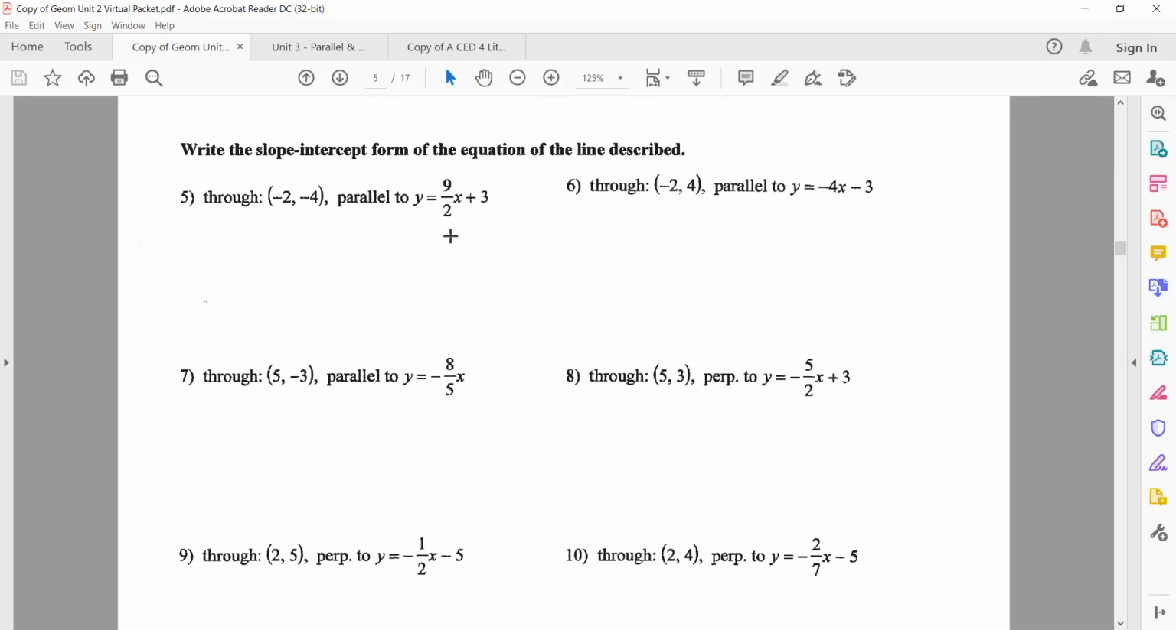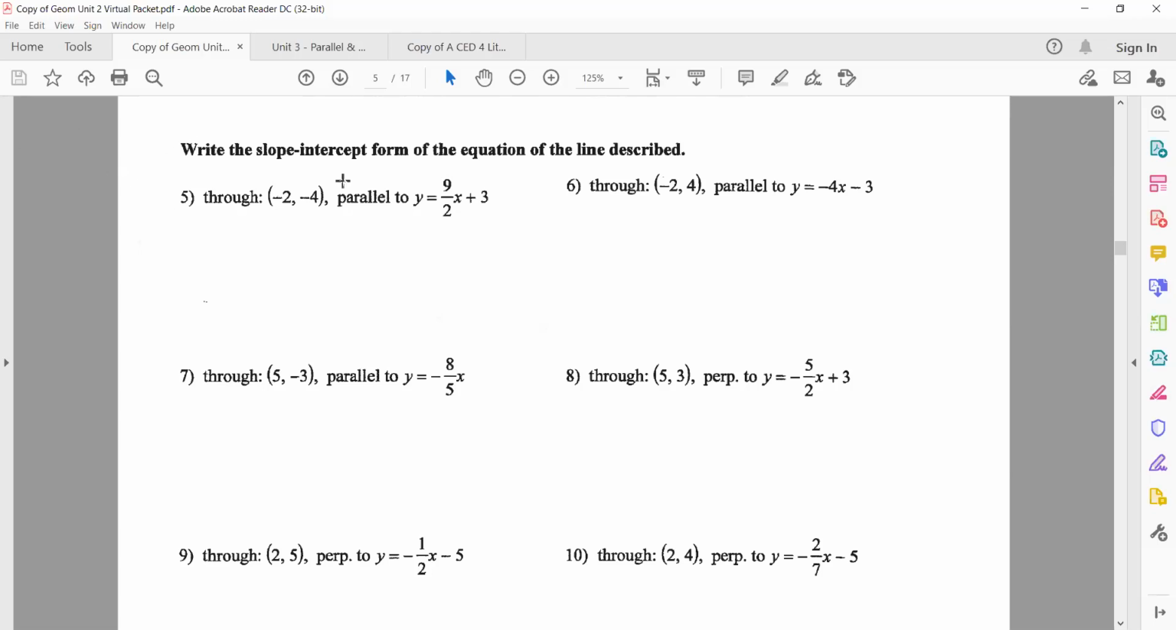So we're going to borrow the slope out of these existing equations. 9/2 in number 5, -4 in 6, -8/5 in number 7. Because remember, we just did a bunch of exercises with parallel and perpendicular. We went through those rules. Parallel lines have the same slope. So I got a second line, it's got to have the same slope or it's not parallel. So that's why I can take that slope in the existing equation and use it to help me write this equation for the second line that goes through that other point.